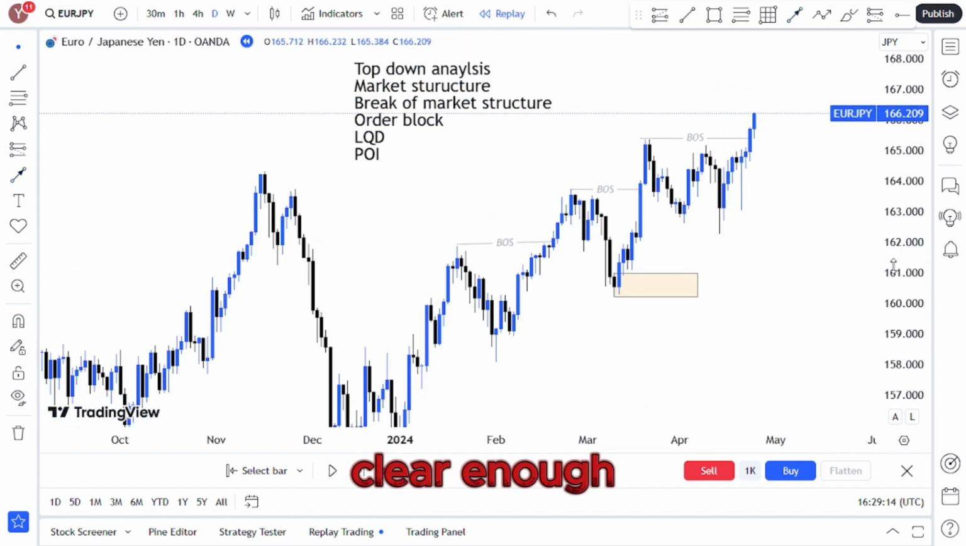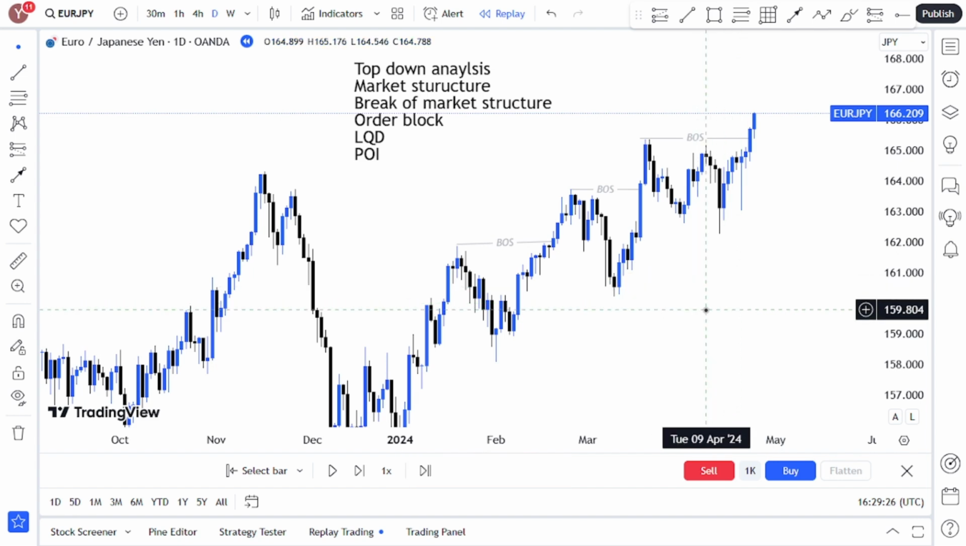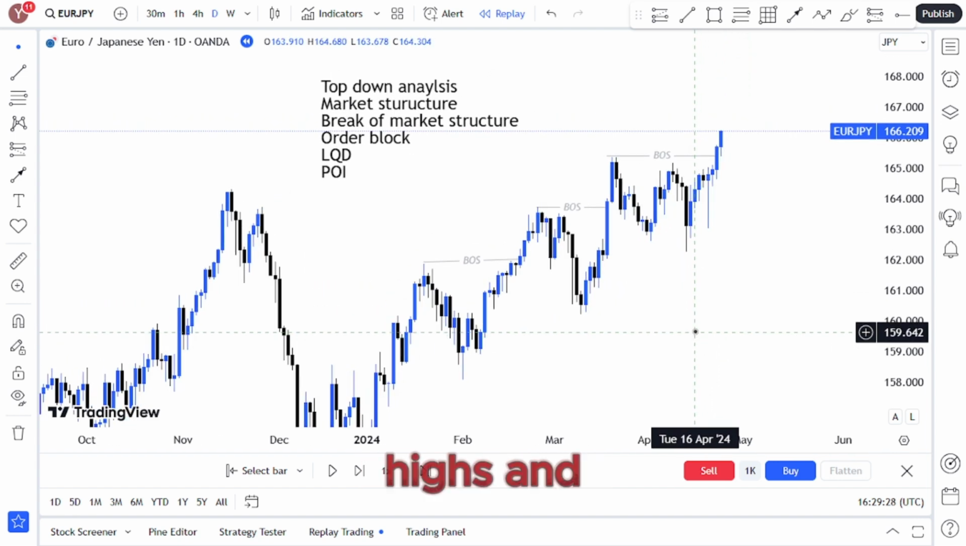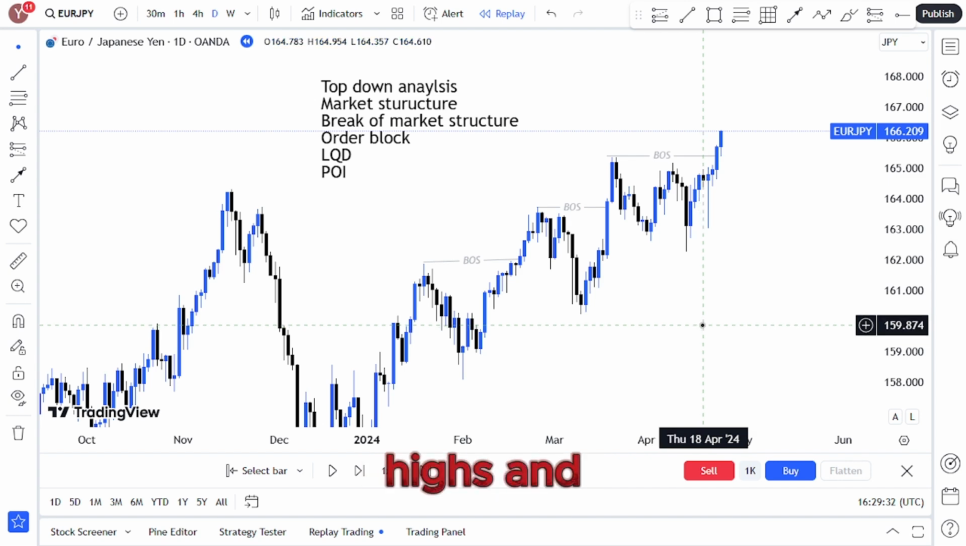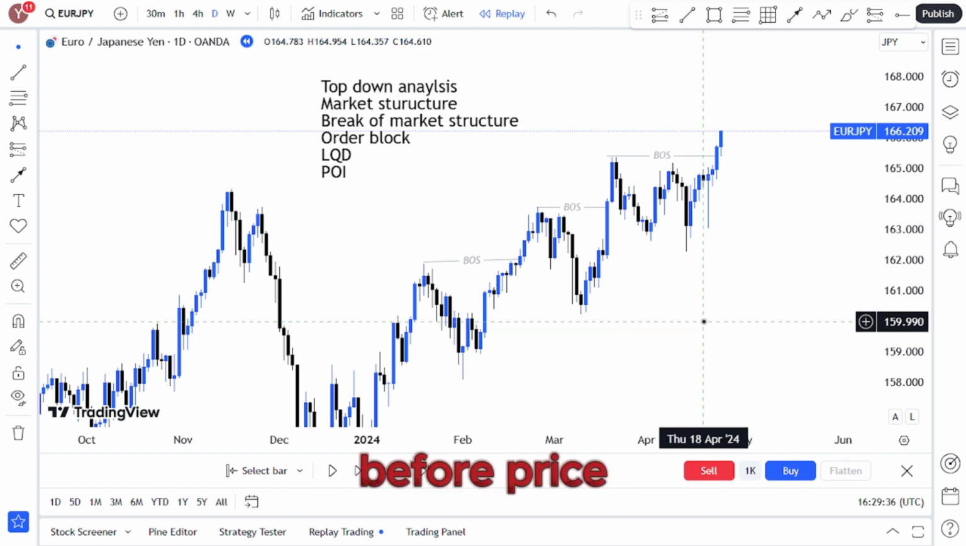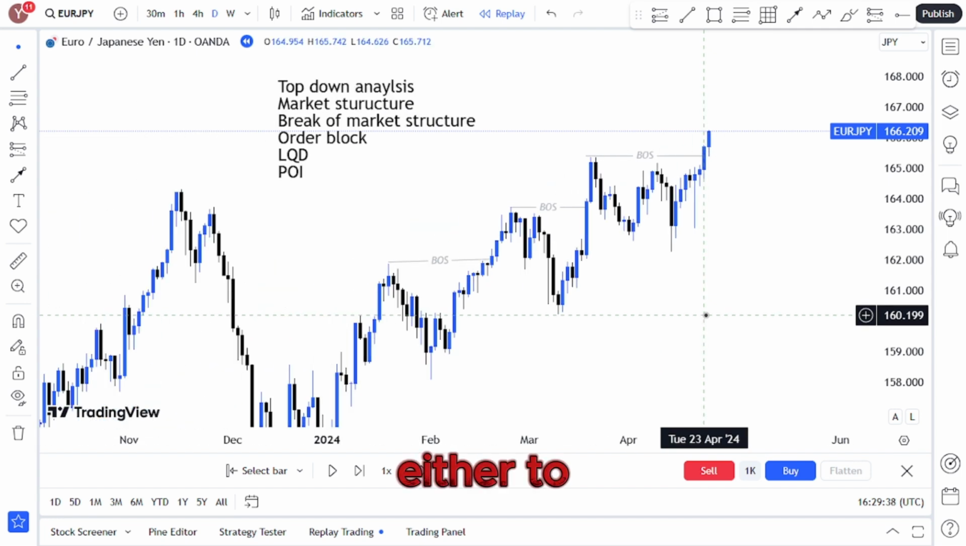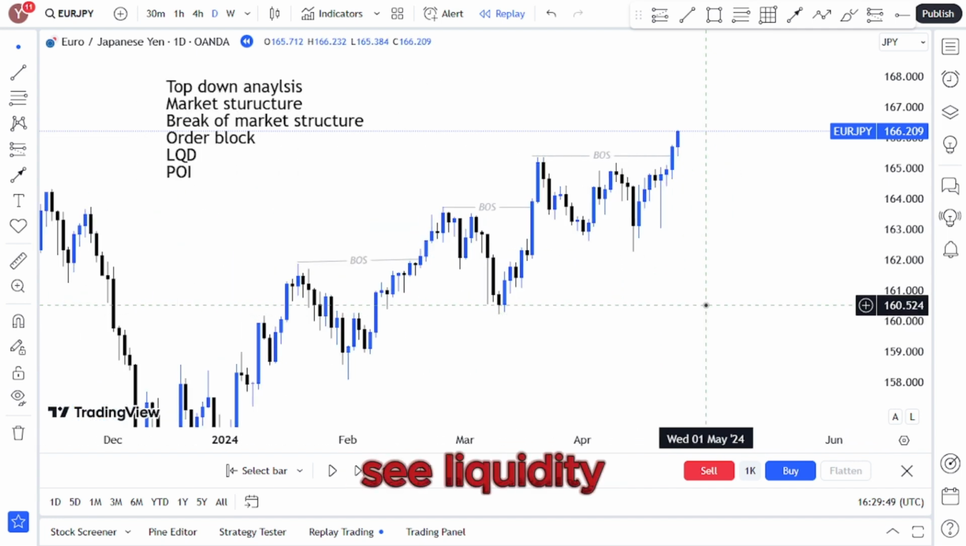If that's clear enough, let's move down to liquidity. Liquidity sits at each high and low of the market. Liquidity sits at each high and low in the market, and liquidity has to be grabbed before price is able to move either to the upside or to the downside. See liquidity in the market as fuel in a vehicle.